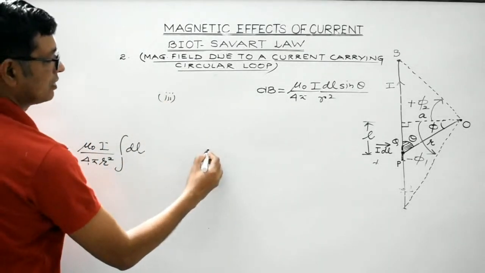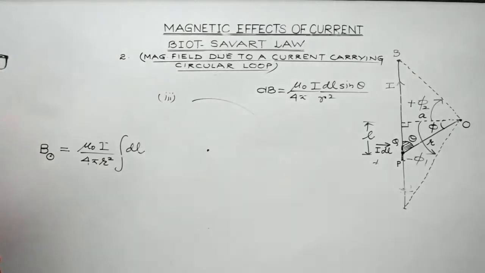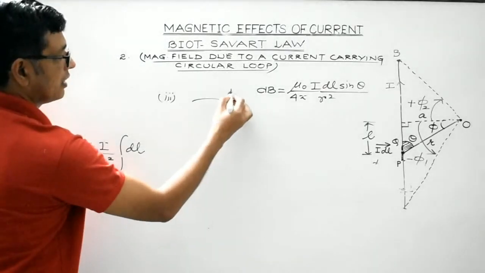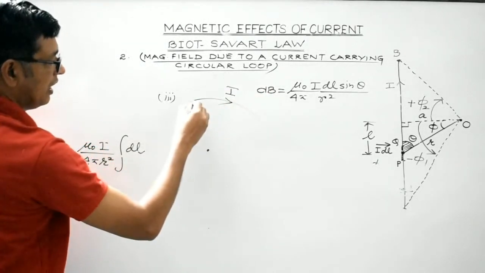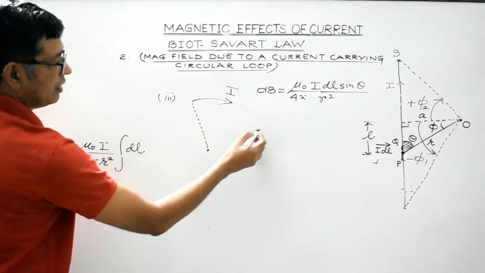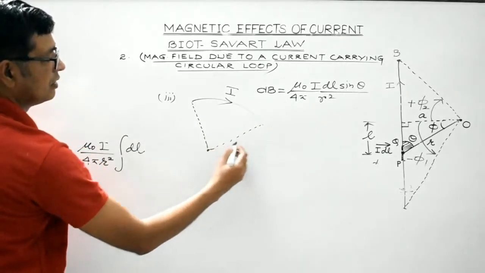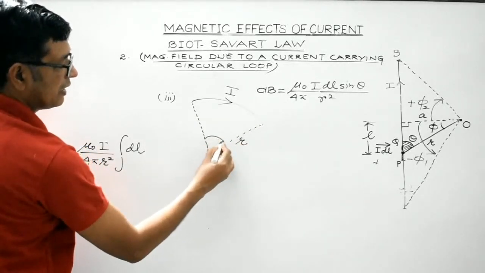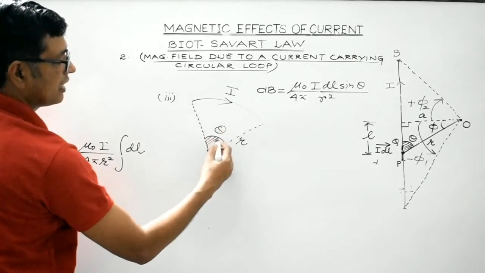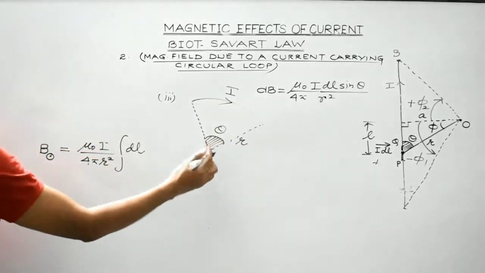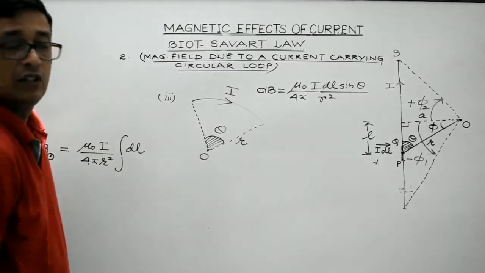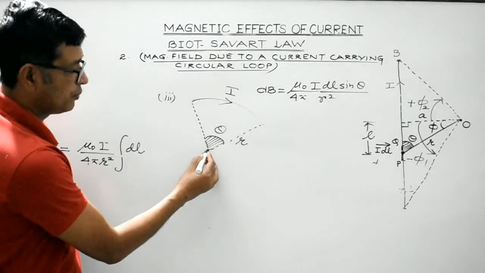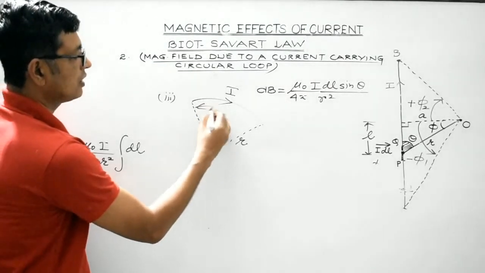This is the diagram, this is the center, and this is suppose an arc, right? Say current is flowing in the clockwise direction, and this arc is of radius r, and it is subtending an angle theta at the center. Theta is the angle subtended by this current carrying arc at the center. So we need to find out the magnetic field at this point. Suppose the length of this arc is L.